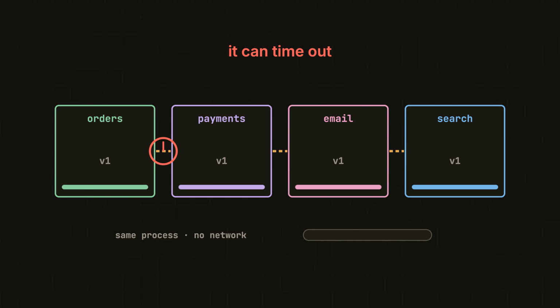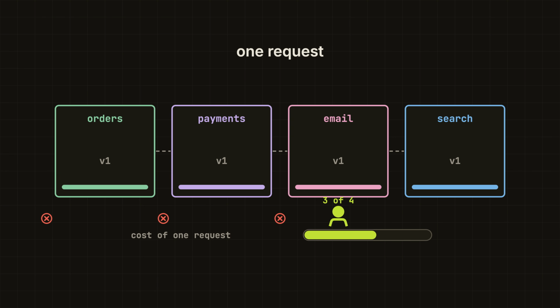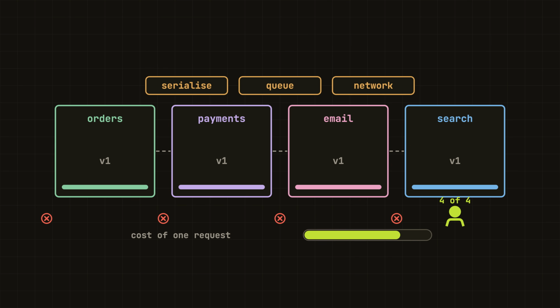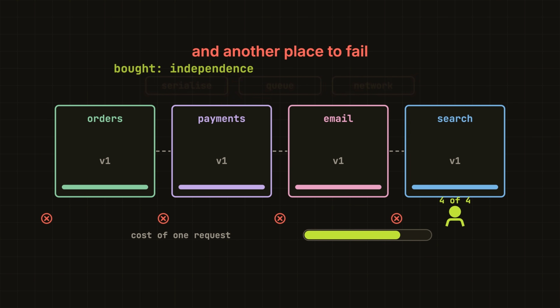And here is the horrible version of that. It can time out after the other service already did that work, and then our retry does the whole thing a second time. And think about one consumer request. In the food court version, that request walks to four stalls one after another. Every hop adds a little time, and every hop is a place it can fail. So, at high level, one cheap local call has become several remote calls. Every hop adds serializing, queuing, and network time, and every hop is another place the request can fail. And that is the trade. We bought independence and we paid for it in latency.